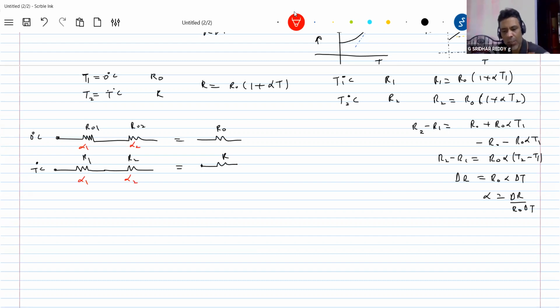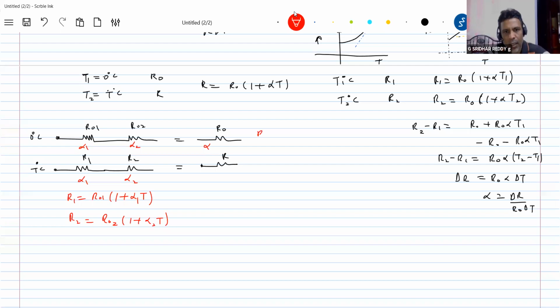What will happen to the effective alpha of the material? I want an expression for alpha in terms of R01, R02, alpha 1, alpha 2, and the change in temperature. How do we calculate effective alpha? What is R1? You can write it from here: R1 equals R01 (1 plus alpha 1 T). What is R2? R2 equals R02 (1 plus alpha 2 T).